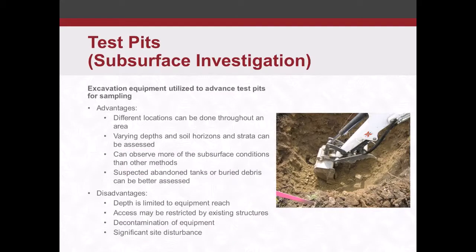You could also use test pits. The drawback with test pits is obviously you're going to disturb a larger area than you would with those probes, but you're going to be able to see a lot more. When we're doing probes and borings, we're talking about a 1 to 2 inch hole, so you're kind of limited on what you can see. But with a test pit, you're seeing a larger characterization of your strata. You can actually get a good idea where the groundwater table is based on your test pits.